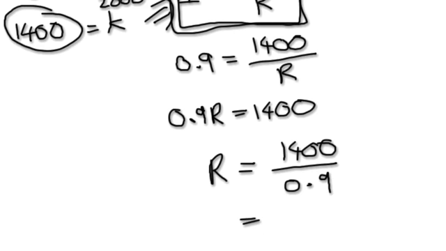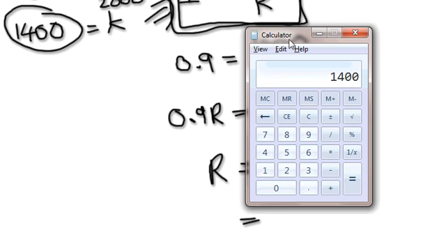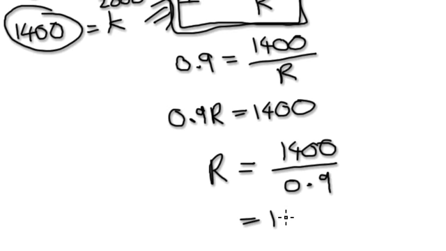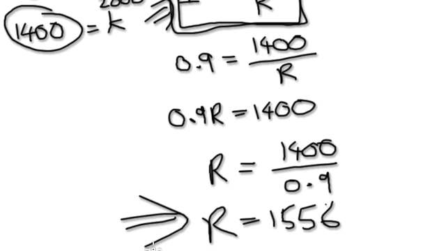Then jump to your calculator. 1400 divided by 0.9 equals 1555.56. Let me round it off. So R equals this. This is your answer to question 2. Okay.